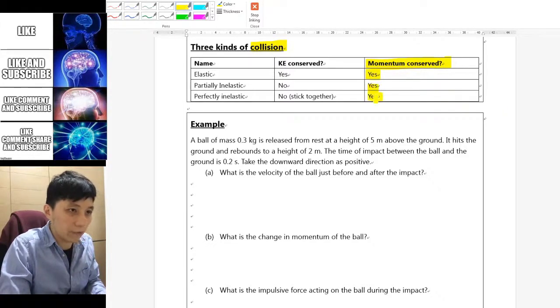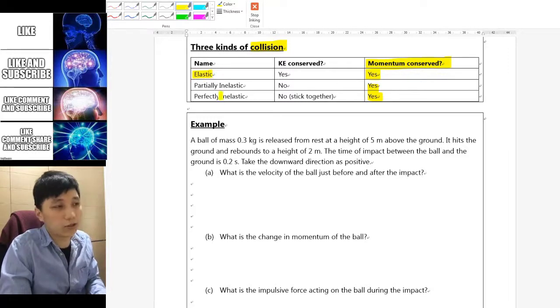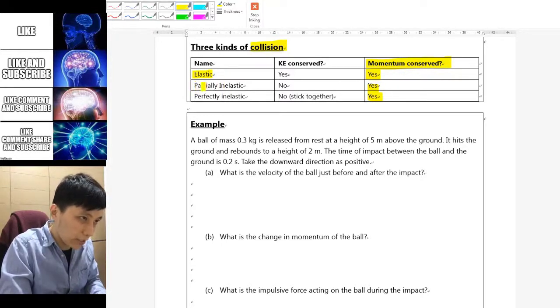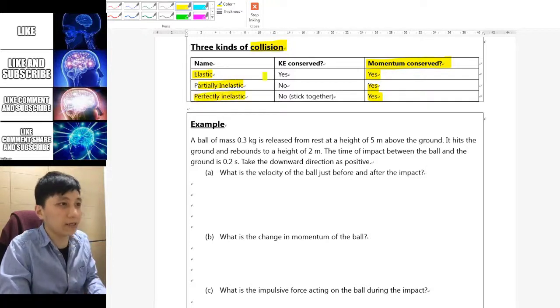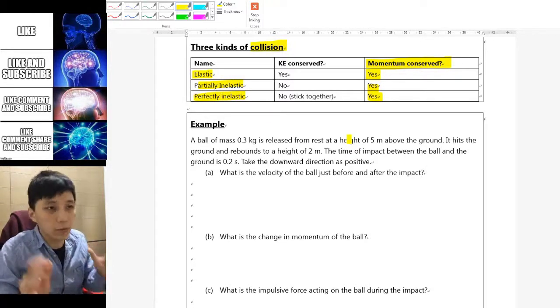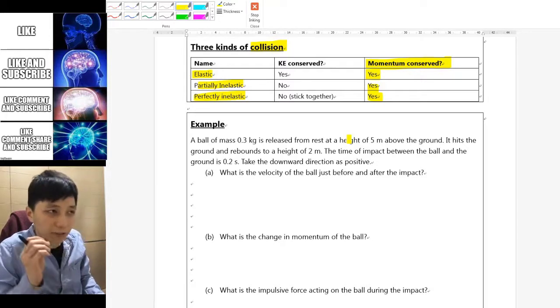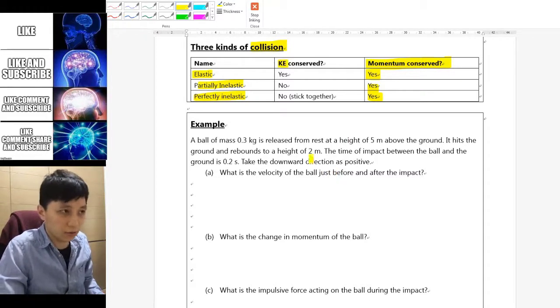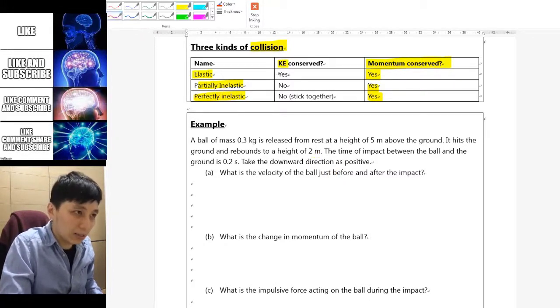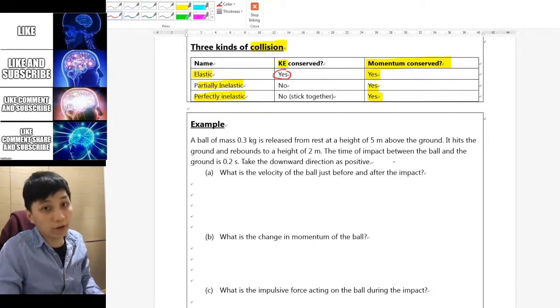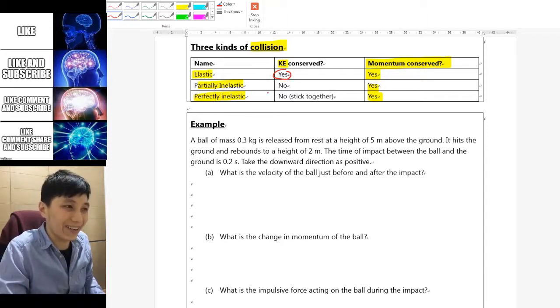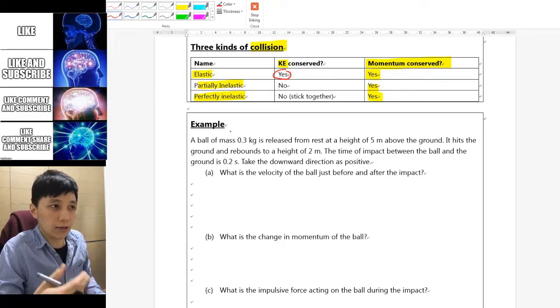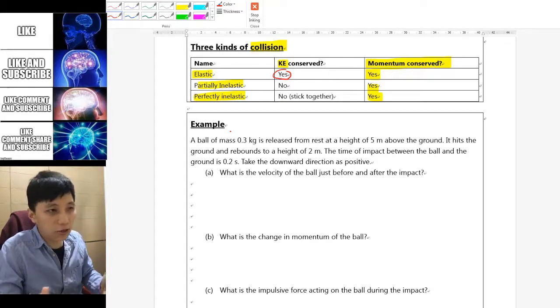will always be conserved. So no matter whether it is an elastic collision, or the so-called partially inelastic or perfectly inelastic collision, no matter what happens, momentum is still conserved. However, the difference is simply whether or not the KE will be conserved. So only in an elastic collision will the KE be conserved. That means the KE before collision and after collision will be the same, while for inelastic, they will not. Obviously, it will be less because maybe there is thermal energy or sound energy that got transferred from KE.